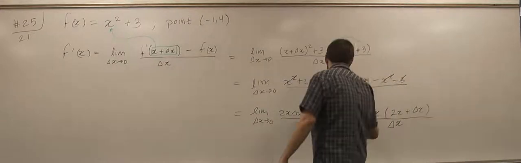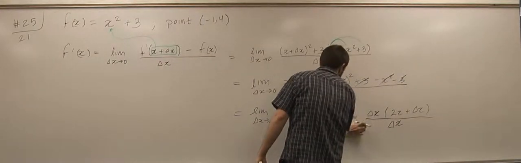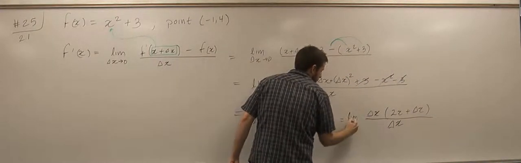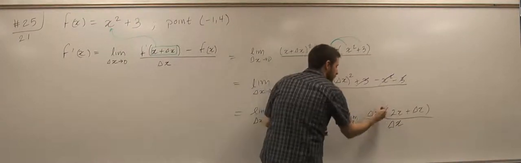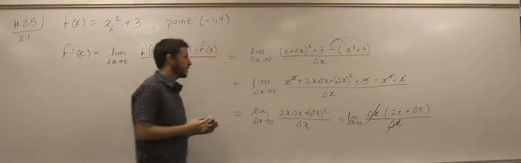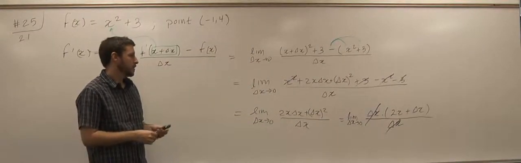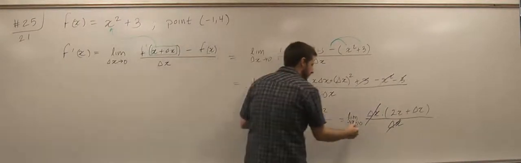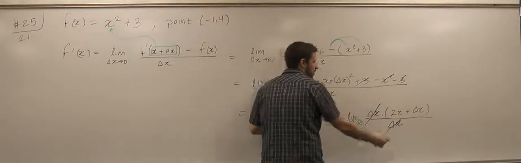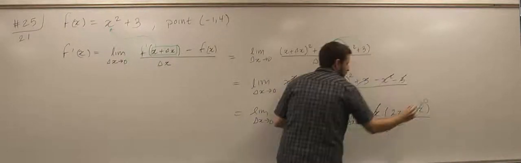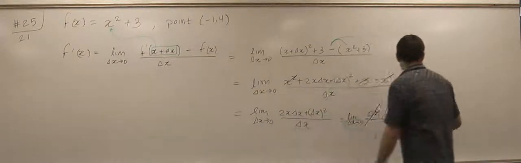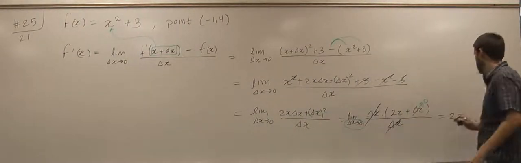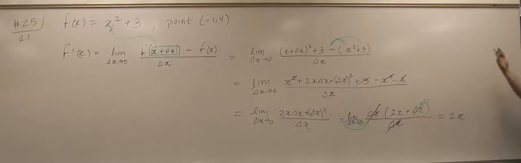Limit as delta x goes to 0. Now that this is multiplication, these guys can cross off, giving you a 1. And then you can go ahead and apply your delta x going to 0 now that the denominator is gone. So all we're left with is 2x. And if the problem said find the derivative of the function, this would be your answer.